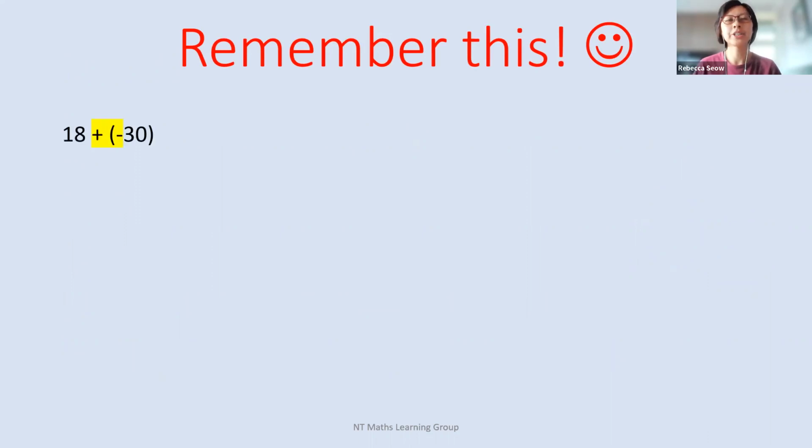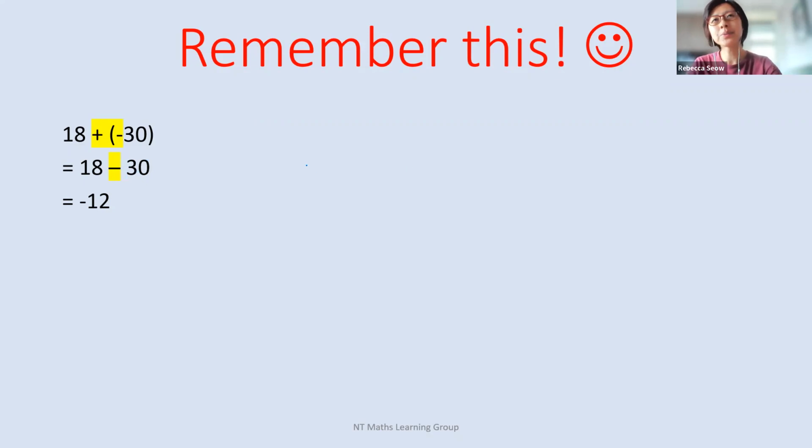Let's take a look at another question. 18 add to negative 30. So when you add 18 to a negative number, you end up with 18 take away 30. And when 18 takes away 30, you get minus 12 or negative 12. Why is there a negative sign there, you may ask? Because whatever we subtract is actually more than what we have.